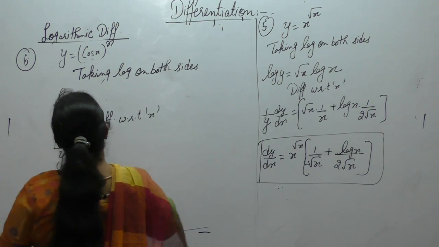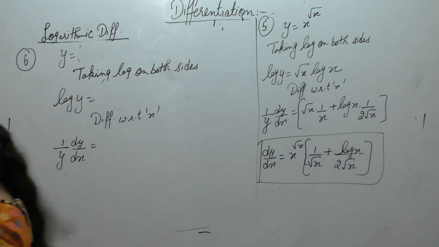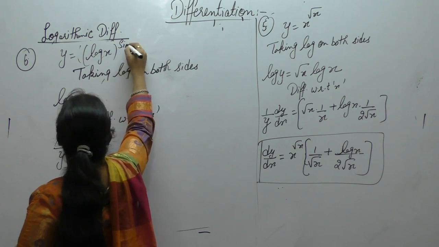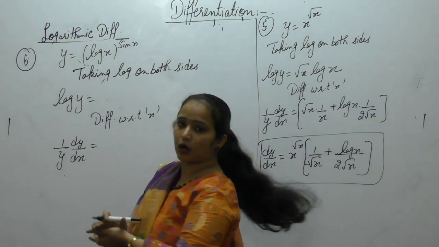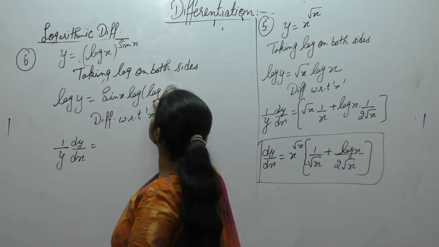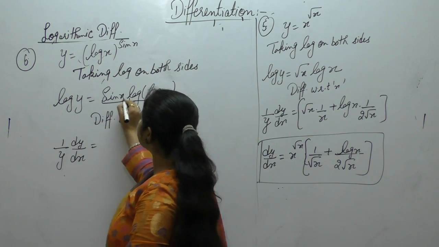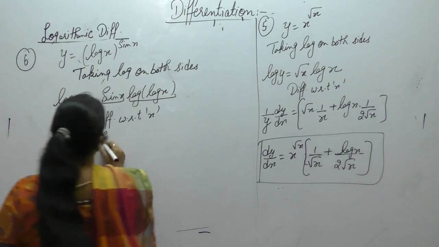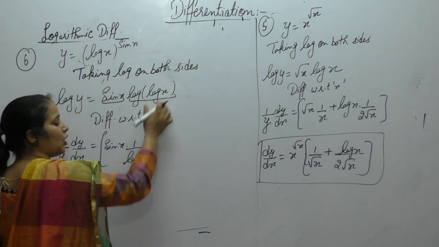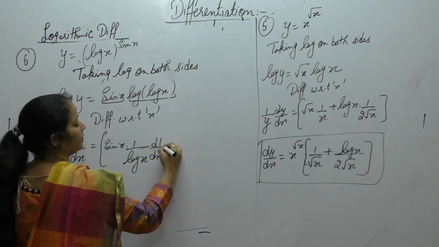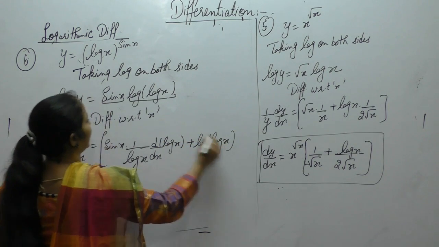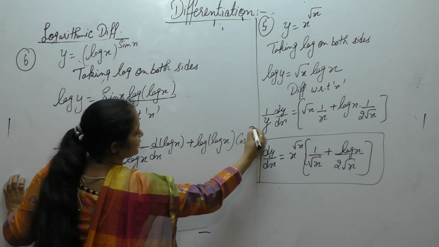Next one is y is equal to log of x power sin of x. Taking log on both sides, sin x, then log x. Take this as v and this as u. First function, derivative of log is 1 upon x, where x here is log of x. Now derivative of log of x, plus log of log x as it is, derivative of sin x, that is cos of x.